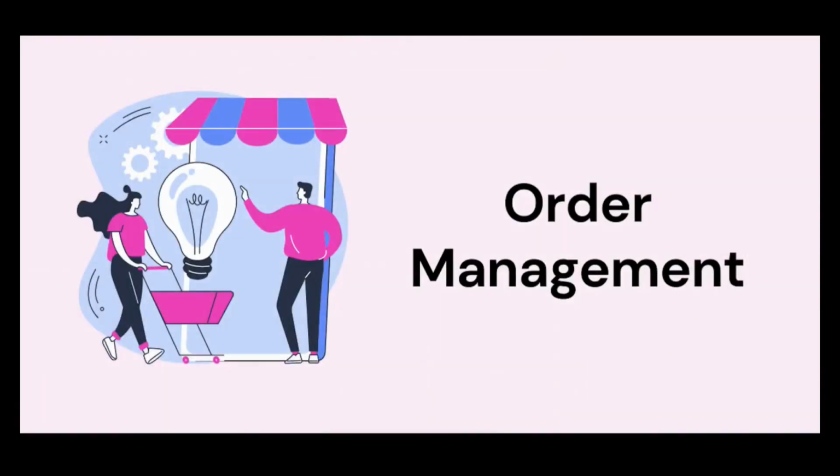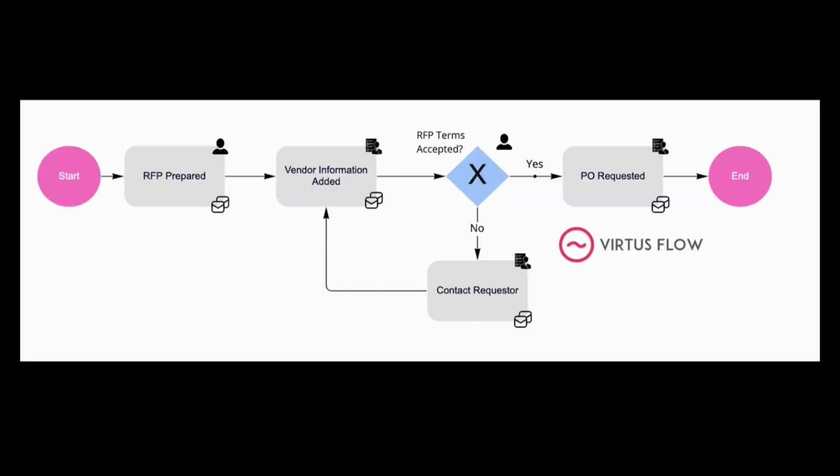This video is for the order management process. The process begins with an RFP, or a request for proposal, being made. This proposal will then be sent to the vendor who will review it, determine if it can be filled, and add additional information such as price, documents, and shipping information.